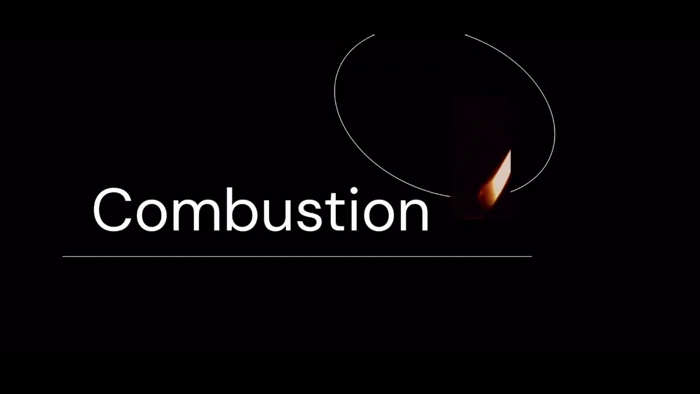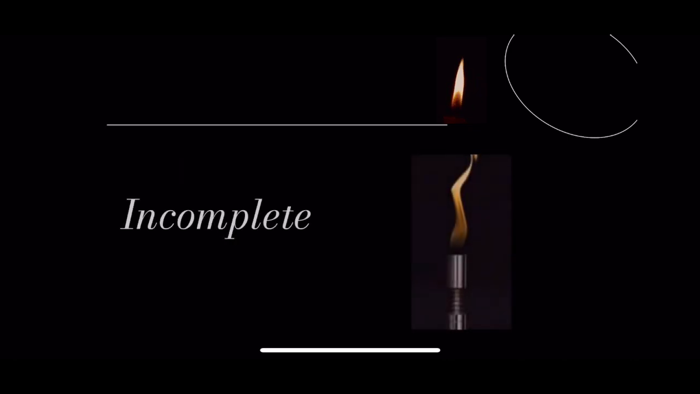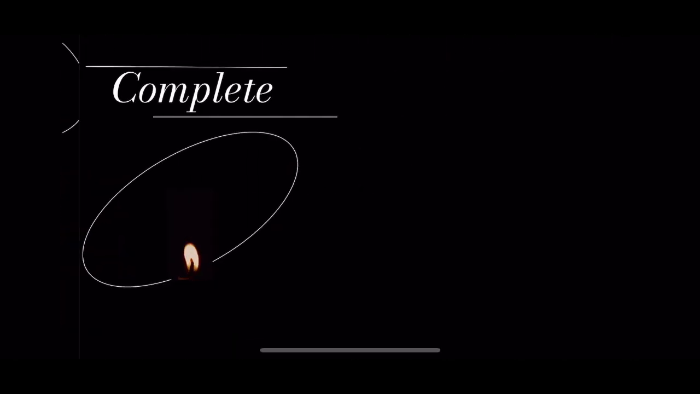We're going to be learning about two different types of combustion: complete and incomplete combustion, and how their products can cause consequences for living things in the environment. Complete combustion happens with an unlimited supply of oxygen.